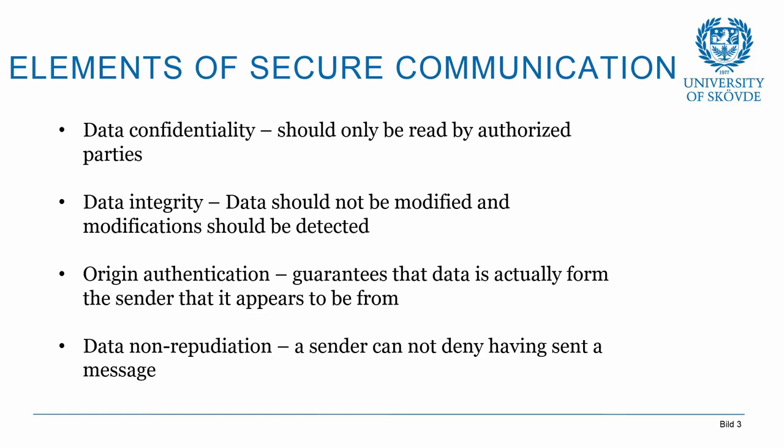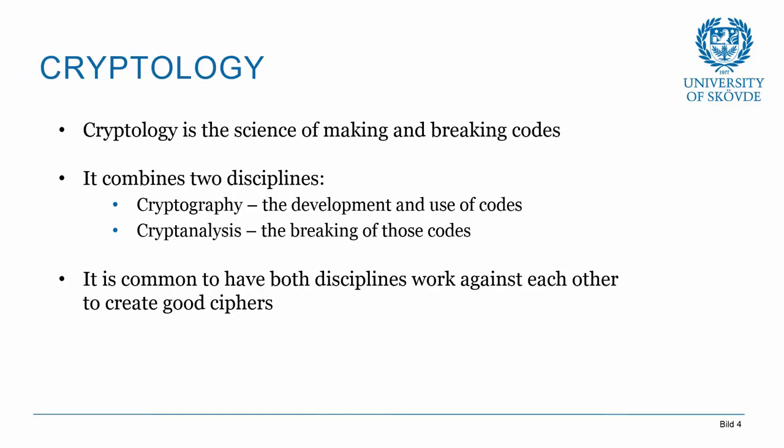And then we have origin authentication, a property that we use to guarantee that data is actually from the sender that it appears to be from. So if we receive a message, we should be sure that the sender is actually who the sender claims to be, or who we believe the sender to be. And then finally we have data non-repudiation, which means that a sender should not be able to deny having sent a message. So we can use cryptology or cryptography to ensure those properties in different ways. So let's start with reviewing what cryptology actually is.